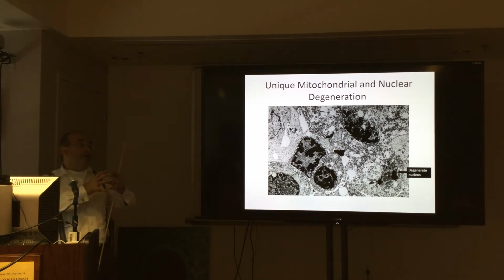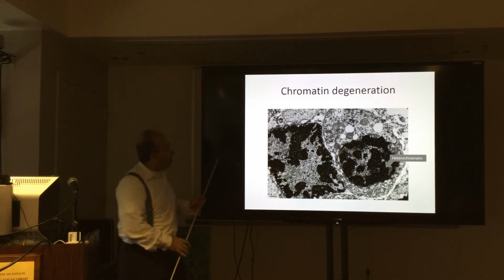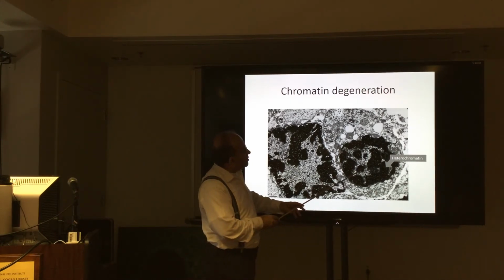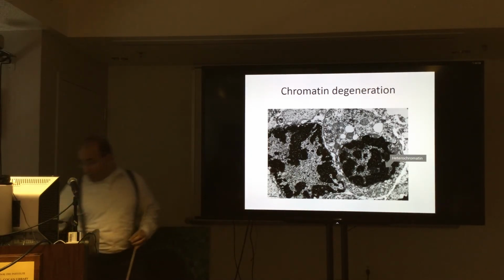This way you basically make every mitochondria a sink that fills up, and finally it kills the cell. This is a close-up, and it shows you how the chromatin, in this case the heterochromatin, is disintegrating without shrinkage. Almost there, guys.